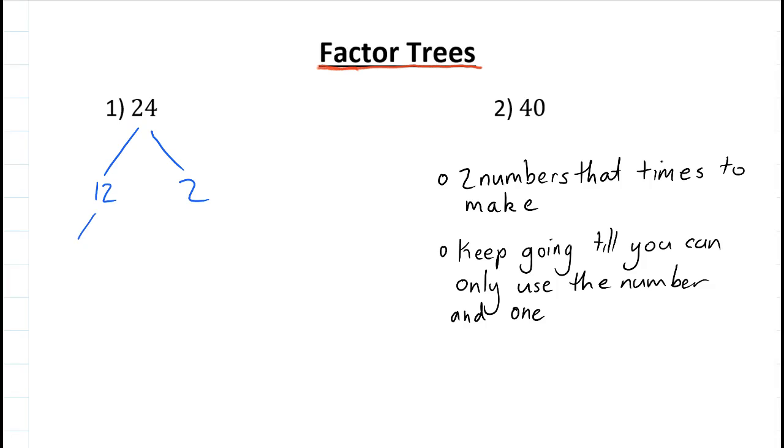Then we go 6 and 2, because 6 times 2 is 12, and then finally 2 and 3. And we stop because the only way I can keep on going down is going 2 times 1, 2 times 1, 2 times 1, and that's just not productive. So we end up with this as a factor tree.